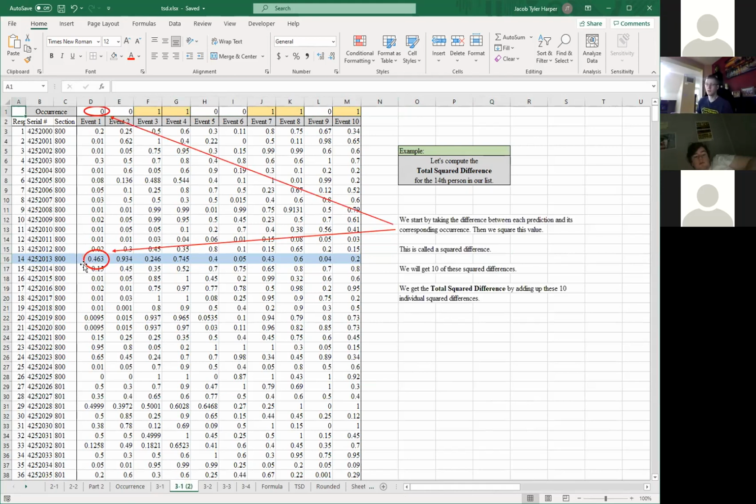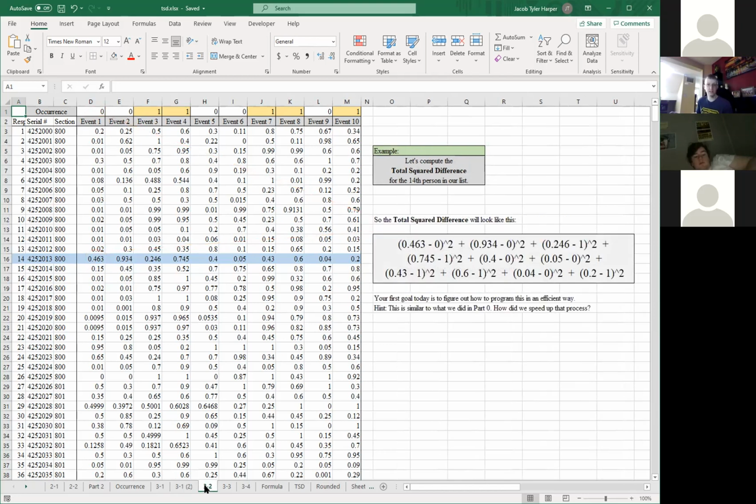I'm going to do that in the following way. I'm going to take their first prediction and compare it to the first occurrence. The way we compare it is we first subtract them. That's called a difference. Then we square this difference. That's called a squared difference. So you're going to get 10 of these squared differences, and then you add them up to get what's called the total squared difference, a single number that tells you how accurate their predictions were.